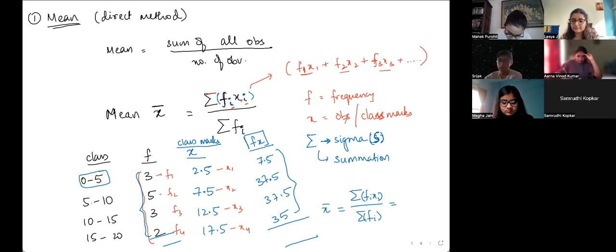इसके बाद we'll do one more question from the workbook. Then we'll go to the other method of mean.